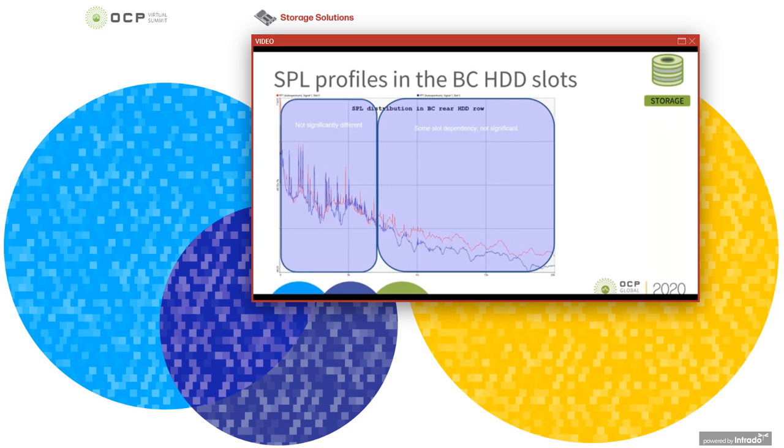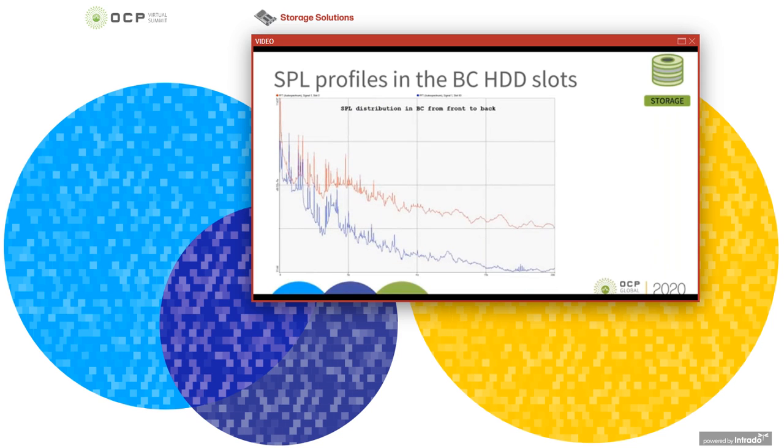The next plot shows the SPL distribution across the HDD slots from the chassis front to back. There is a 20 dB delta from the front to back in the broadband frequency range. On average, the SPL improvement when we are moving towards the front wall is about 15 dB. Next slide, please.